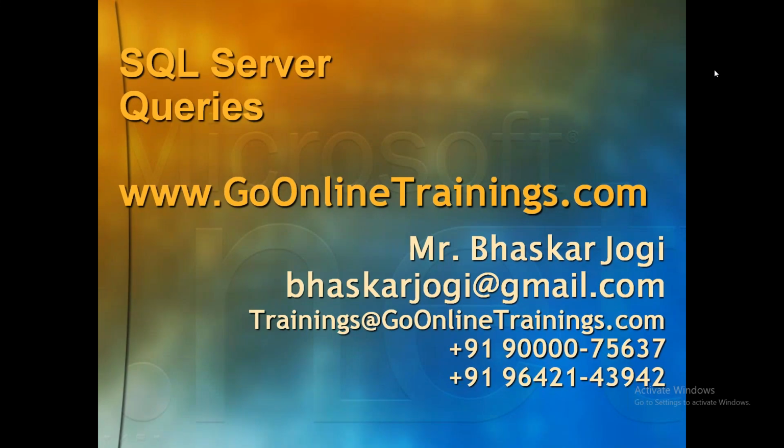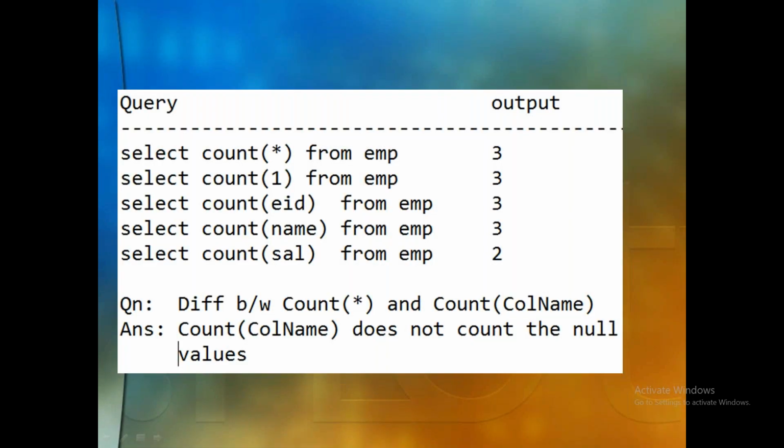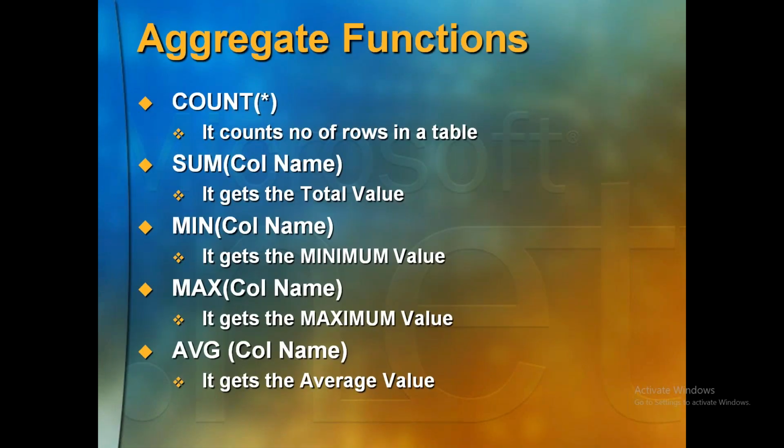Good morning, friends. Welcome to goonlinetrainings.com. We are discussing how to perform aggregate functions, right? So we had seen what count star, sum, min, max, and average functions are. We discussed how to get the number of employees or customers from the account master table, and how to find out the total, average, and minimum. All these things we discussed, right?